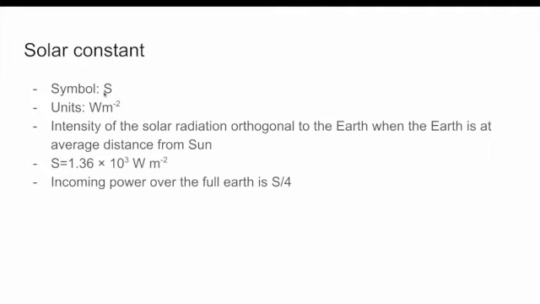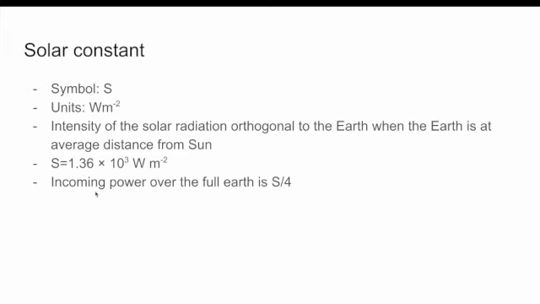So now let's look at the solar constant. This has a symbol S and units watt per meter squared. And a solar constant basically just means the average intensity of the solar radiation orthogonal, so orthogonal means perpendicular or 90 degrees to the Earth when the Earth is at average distance from the sun. If you want to, you can memorize this, but I highly doubt this is going to come up on the IB Physics exam. The solar constant is given in your data booklet, and it has a value of 1.36 times 10 to the 3 watt per meter squared.